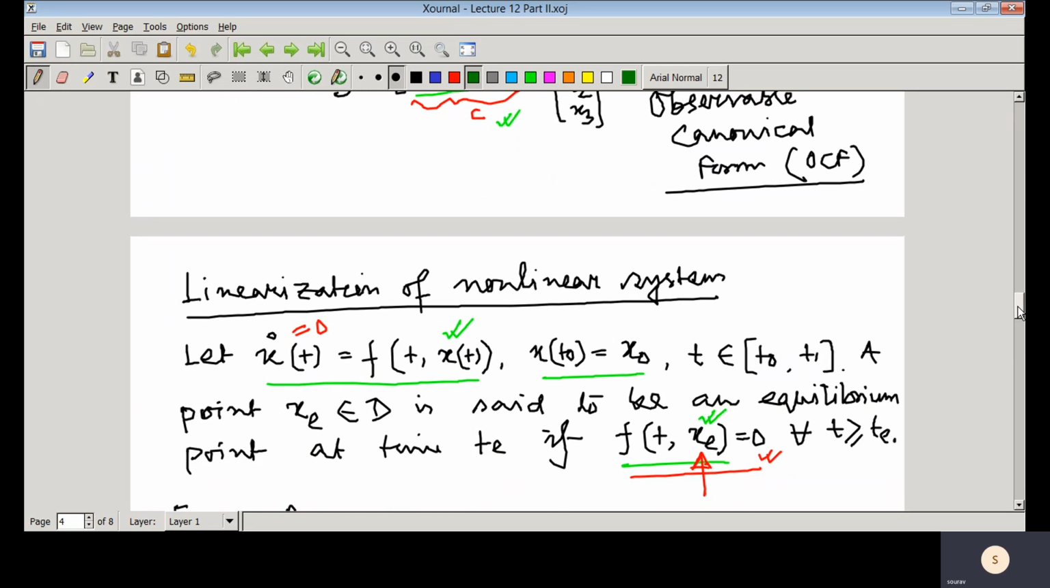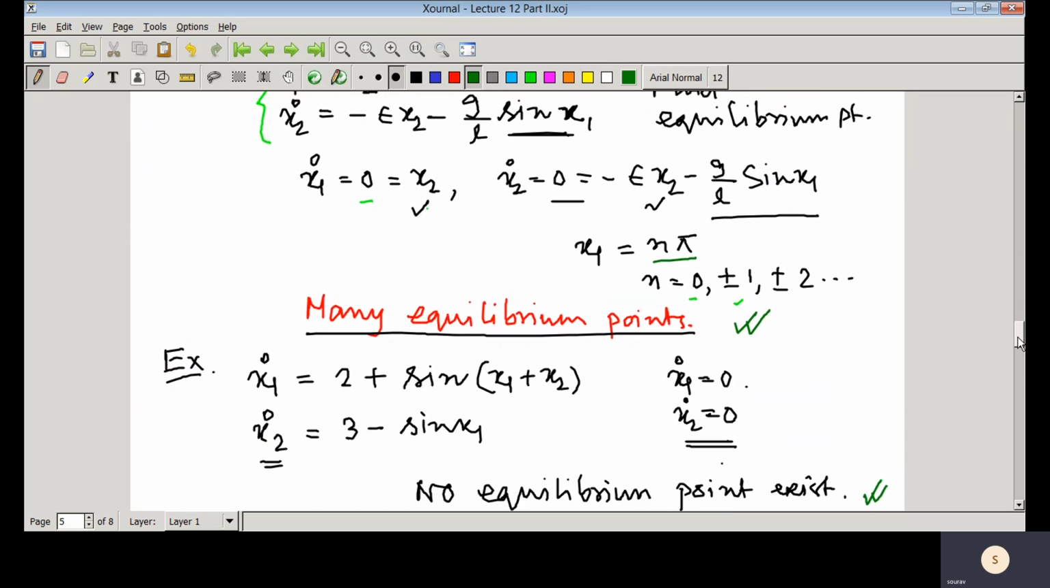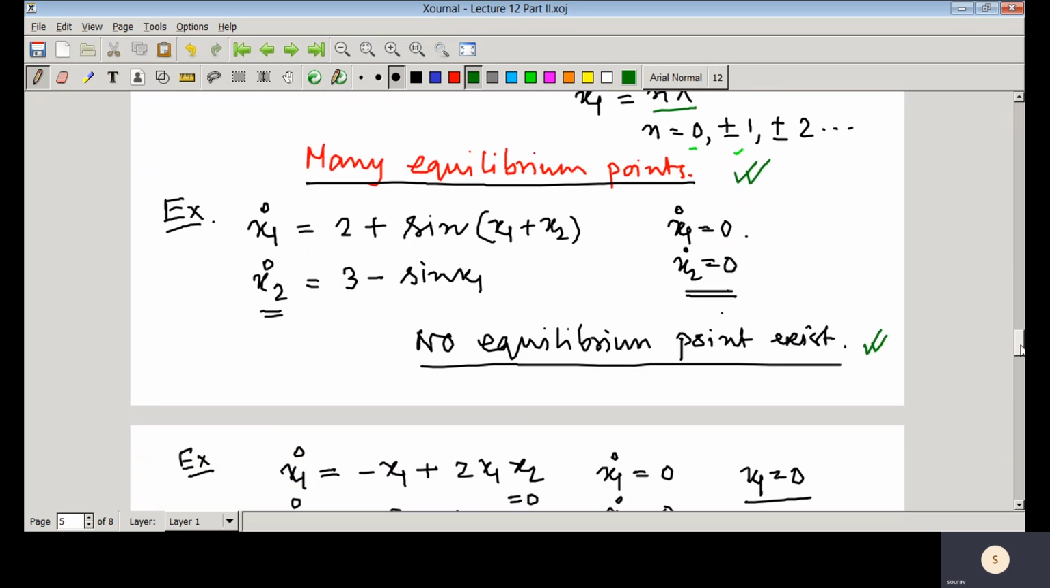Now we started with linearization of nonlinear systems, and before showing the linearization technique, we saw what equilibrium points are. At equilibrium points, the derivatives of the states should be equal to 0. Here we discussed 3 examples. From there we found that whenever a nonlinear system is given, it may have an equilibrium point, may not have one, or may have many equilibrium points, but they may not be isolated. These are the important results that we have seen from these 3 examples.